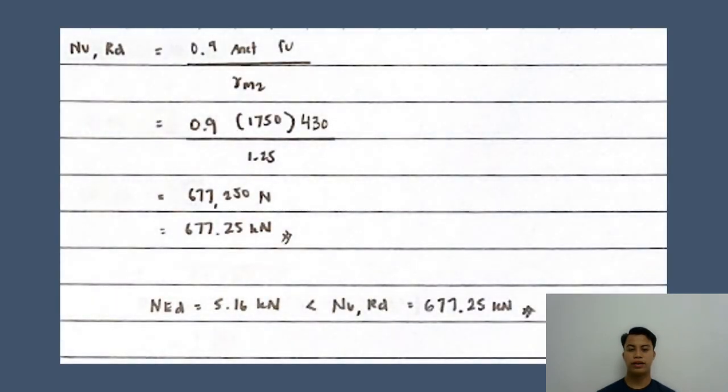So now we already have the amount of the Anet. Based on the Nu,Rd, we just replace the amount into the Anet. So the total is 677.25 kN. So basically from this, we already know that NEd is 5.16 kN, while the Nu,Rd is 677.25 kN. So it is okay.